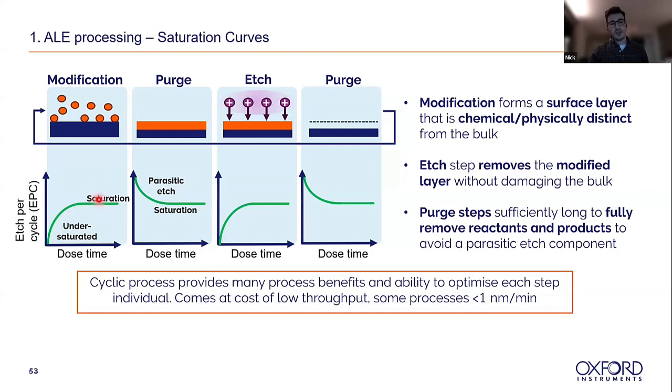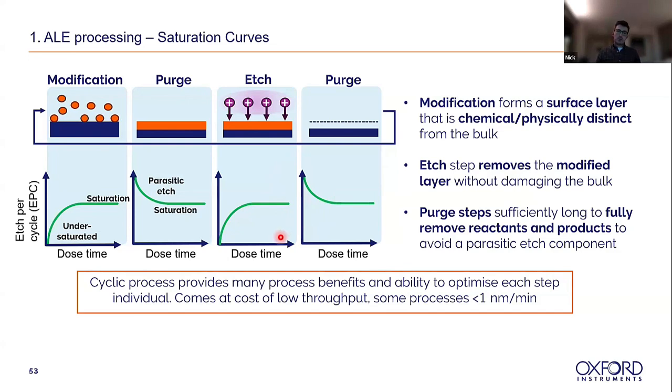But if you have a long enough dose time, you'll reach saturation and get a nice reproducible etch rate. It's also important to look at your saturation curves for your purging steps, because if you don't remove the chemistry from the modification step before starting the etching step, you'll actually enter this parasitic etch regime. So you'll end up having a higher, non-repeatable, non-uniform etch going on. If you sufficiently purge away the material and start the etching, you'll be able to get a nice uniform film. And then similarly, the same applies to the etching steps. You want to be in the saturation regime for parasitic etching.